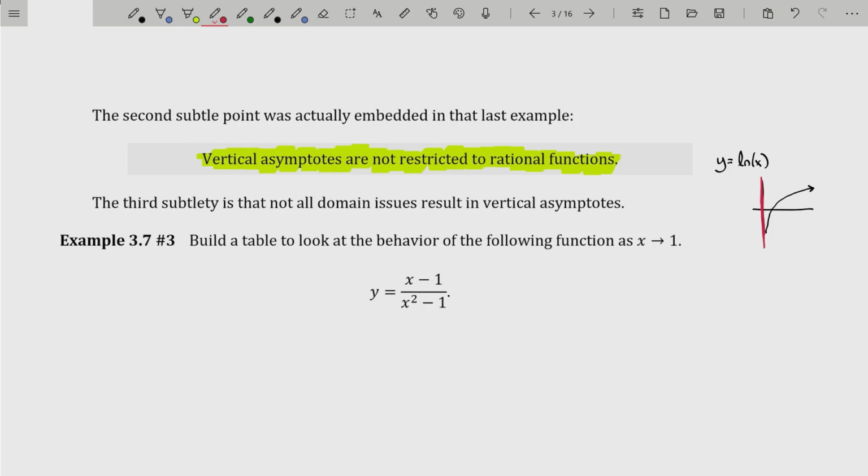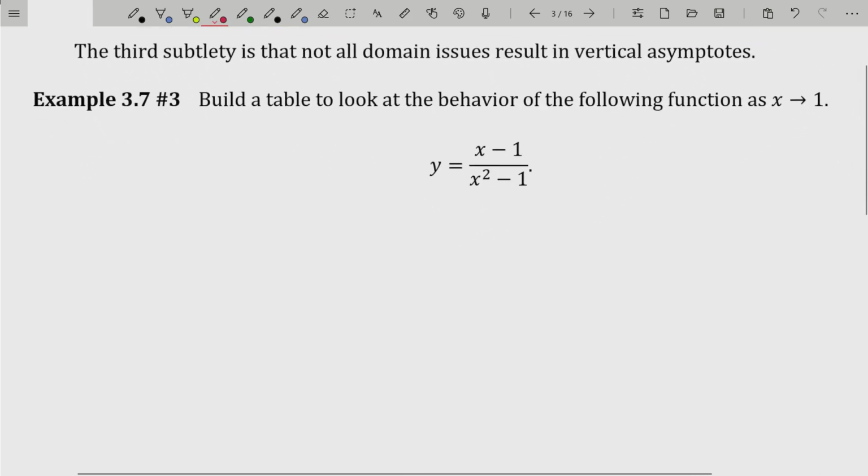The third subtlety is that not all domain issues result in vertical asymptotes. This one you run into in Algebra 2, but you often forget it as you move forward in mathematics because it becomes less of a frequent issue. In fact, it sort of disappears behind the scenes. But let's go back to Desmos and build a table of values as x approaches 1 for this function.